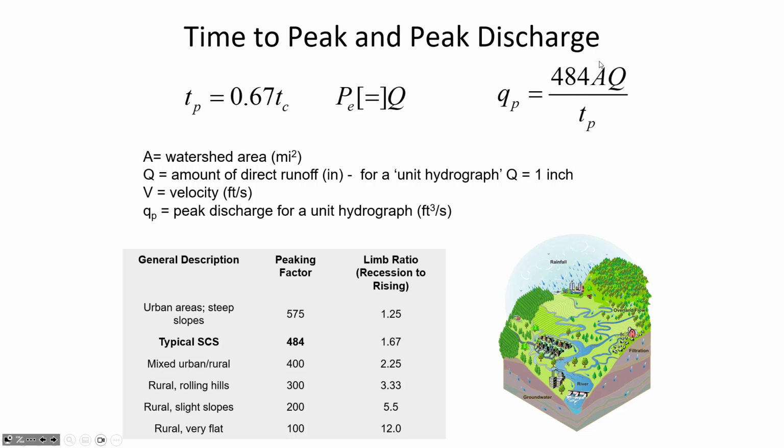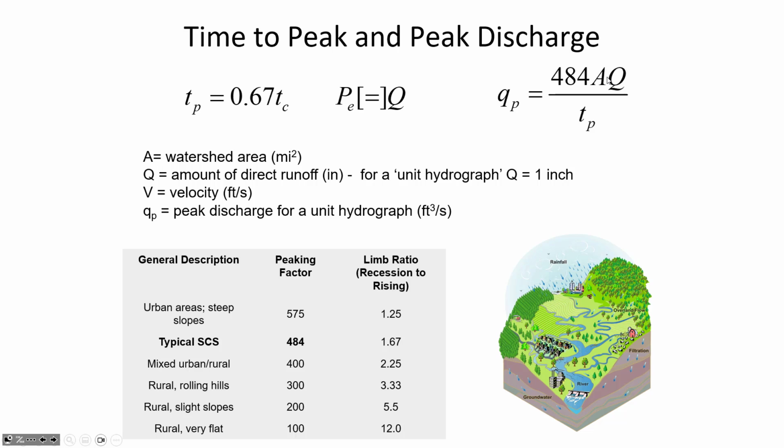And so there are these peaking factors, and the typical watershed, just kind of standard value, would have a coefficient of 484. If we have an urban area that's steep topography, then the peaking factor is higher. If you've got rural areas where water moves more slowly and where there's going to be enhanced infiltration effects, then the peaking factors are lower. So the 484 that's listed here is just right now for typical SCS, but you could adjust that coefficient based on your understanding of the watershed that you're applying this to.